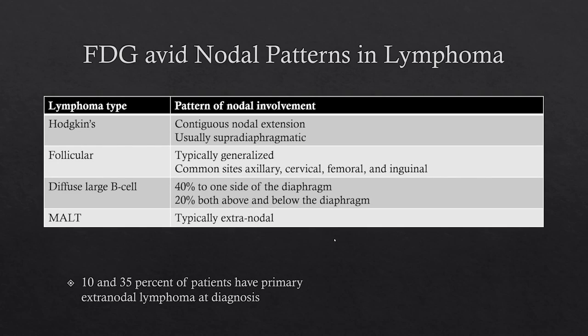So the nodal patterns, just to go over a summary of what we've talked about already. In Hodgkin's, the nodes would typically be contiguous nodal extension, usually supradiaphragmatic. Follicular is typically generalized, and can involve the axilla, cervical, femoral, and inguinal nodal stations. In diffuse large B-cell lymphoma, about 40% would be one side of the diaphragm, 20% would be both sides of the diaphragm. MALT lymphoma typically has extranodal involvement.